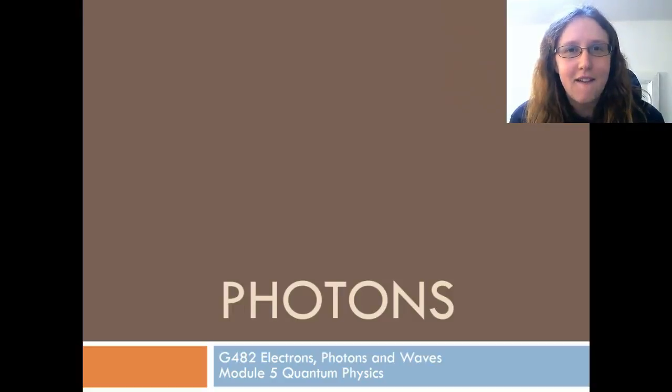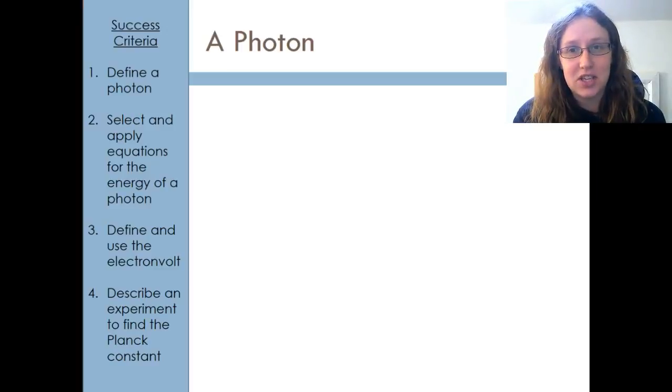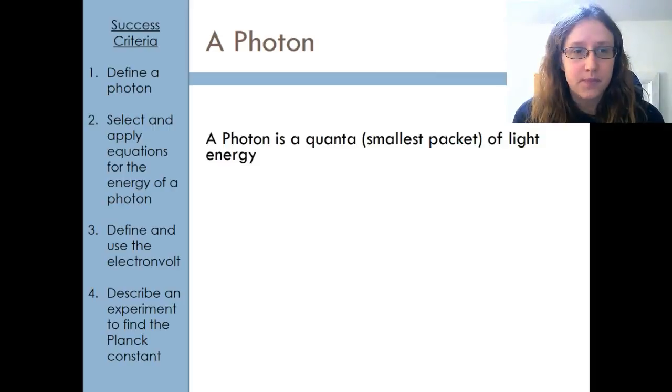The first topic in our little section on quantum physics is just going to be looking at photons. We just need to make sure that we know what photons are and how we can calculate how much energy they have. So first of all, we'll start with the definition of a photon. Well, a photon is just a quantum, or a quanta, of light energy.